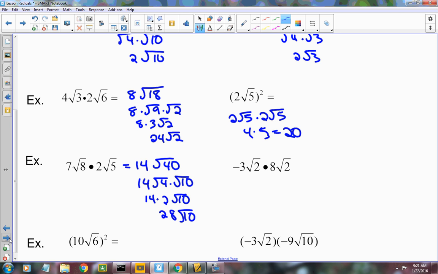Now we notice that some of our coefficients have negatives in front of them, but does that change the problem? No, we just have to follow our integer rules. So on this one, what are we going to have here? I got negative 24, and then radical 2 times radical 2 is 2, and negative 24 times 2 would be negative 48. Good.